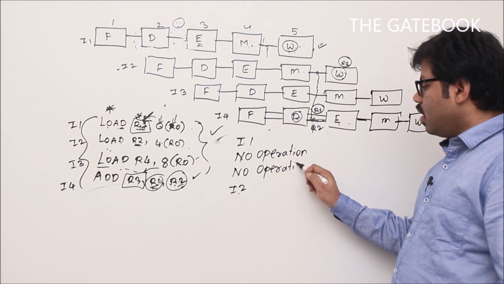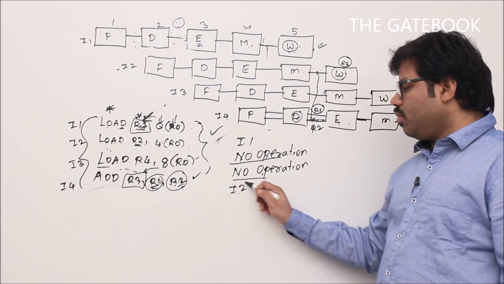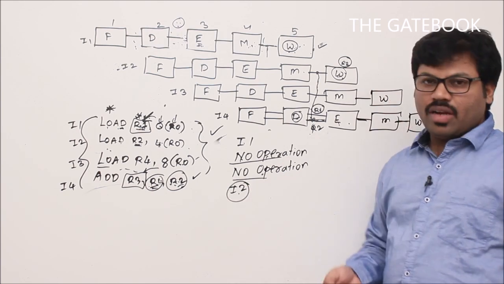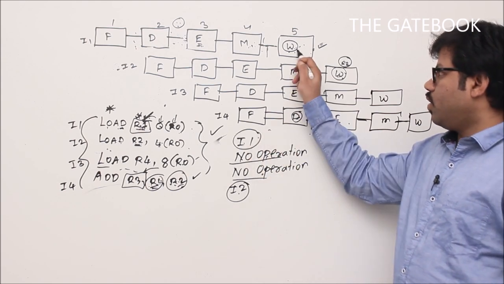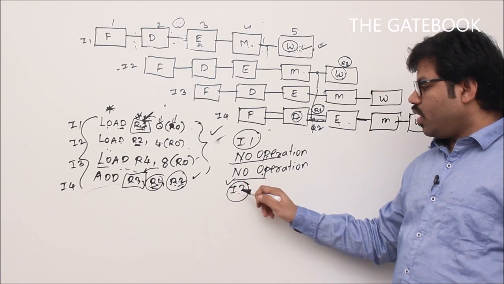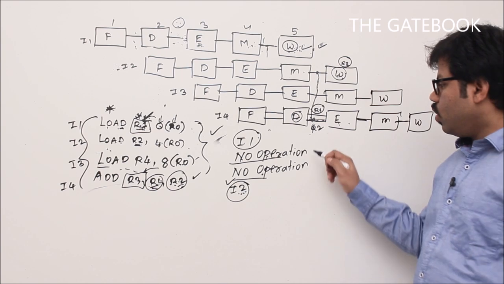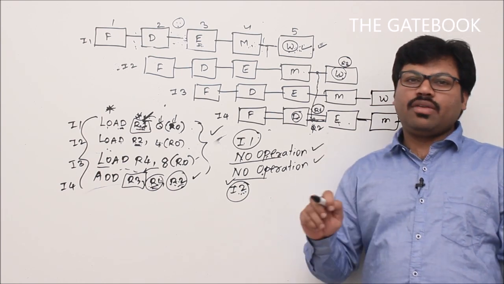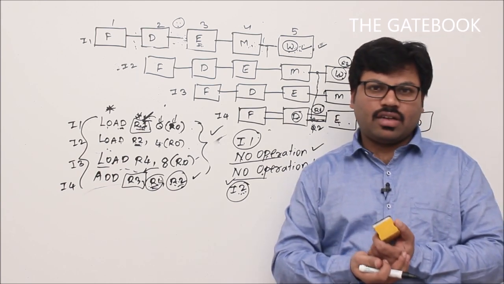Then what happens? By the time these no operations are executed, the data will be available because of instruction 1 execution. Instruction 1 will be completely executed and it will reach the write back stage. So by the time you execute instruction 2, the data will be available. So no operations will help you in implementing the simple pipelining. Understand?